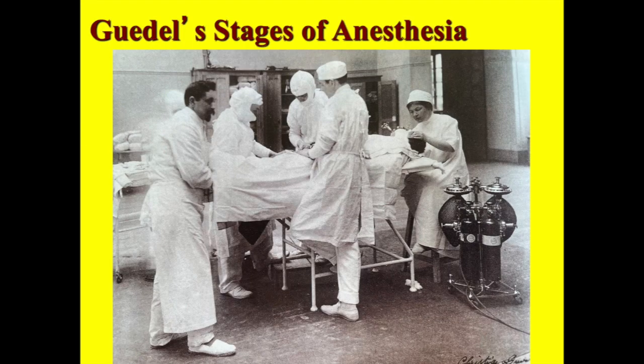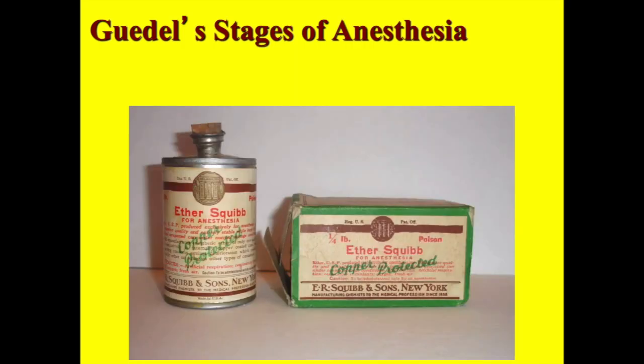This picture is of our founder of the American Association of Nurse Anesthesiologists doing a drip ether anesthetic for the patient. Here is just another picture showing you that a lot of the major drug manufacturers made the drip ether. So they came in these cans, they had corks on them and copper protected, so there was copper lining the drip chamber or the container that's holding the diethyl ether.